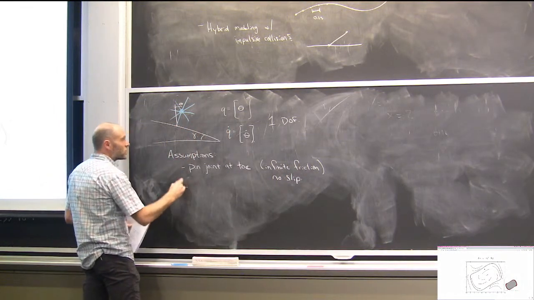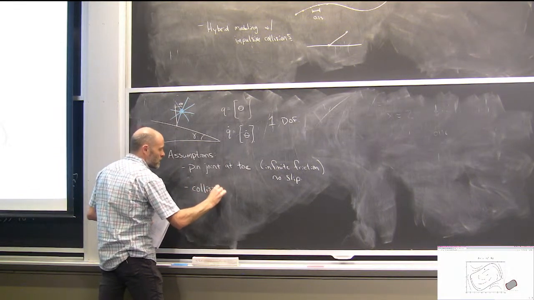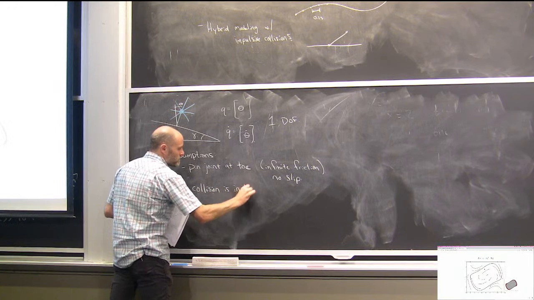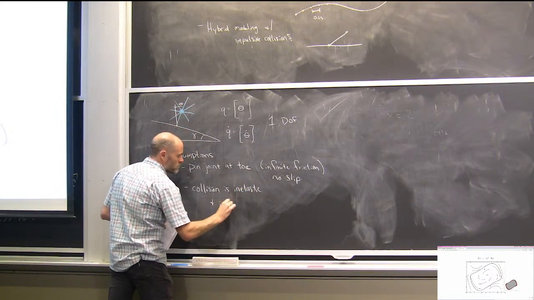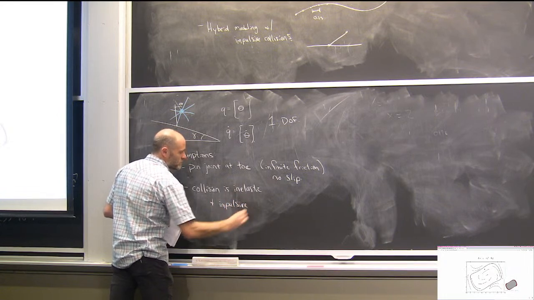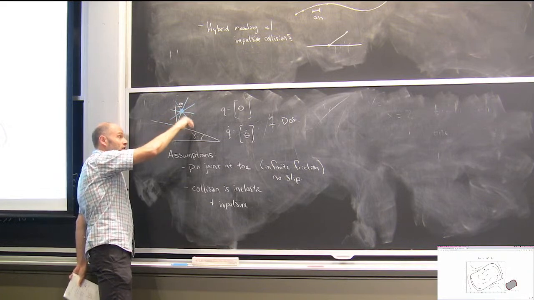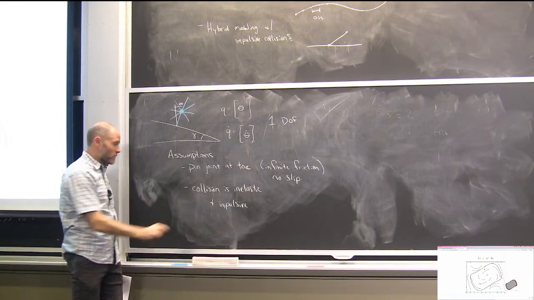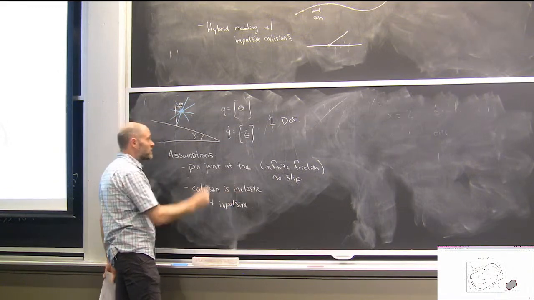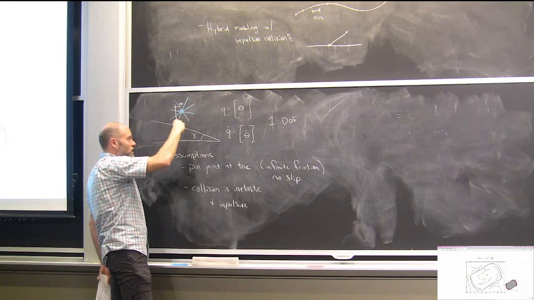And then we're going to make some assumptions about the collision. We're going to say that the collision is inelastic and impulsive. So when the foot comes down, it doesn't bounce. All energy going into the ground will be dissipated into the ground. That's what it means to be inelastic. It's going to be a plastic collision. It's going to go down and stick.